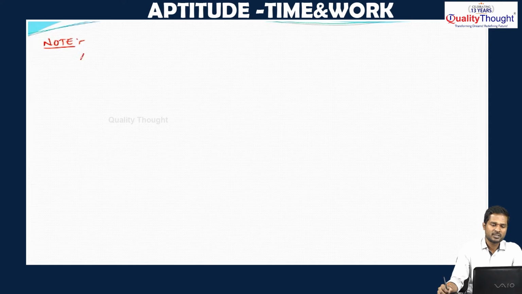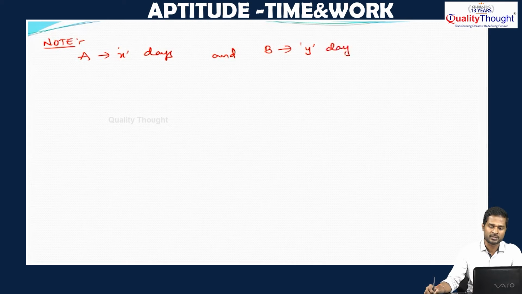Consider person A takes total x days to complete the work individually, and person B will do the same work individually in y days. A will do the work separately in x days and B can complete the work separately in y days. Then if both of them work together, in how many days will they complete the work?